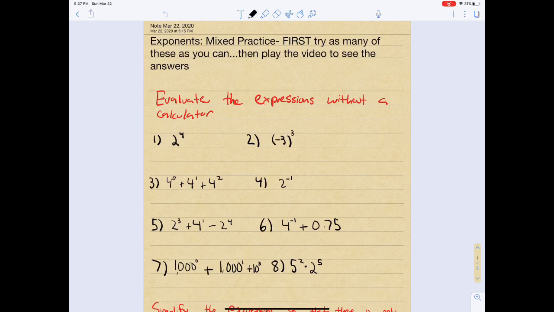We're going to try some mixed practice today. So what I want you guys to do is try these questions right here. Evaluate the expressions without a calculator, so that means you're going to get one number. And then resume the video to see if you get the right answers.